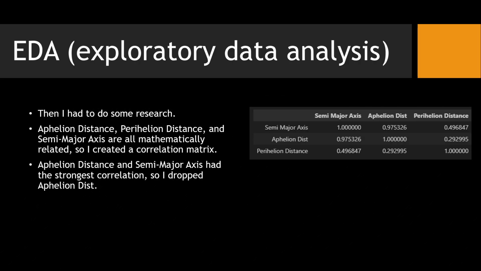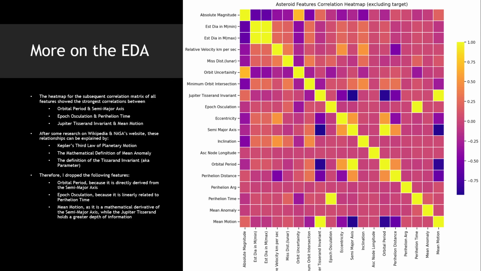Then I had to do some research, because aphelion distance, perihelion distance, and the semi-major axis are all mathematically related. So I created a correlation matrix to see which one of them could be dropped. And because of the strong correlation between aphelion distance and semi-major axis, I dropped the aphelion distance. The reason being is semi-major axis comes into play in other places as well. So I kept that.